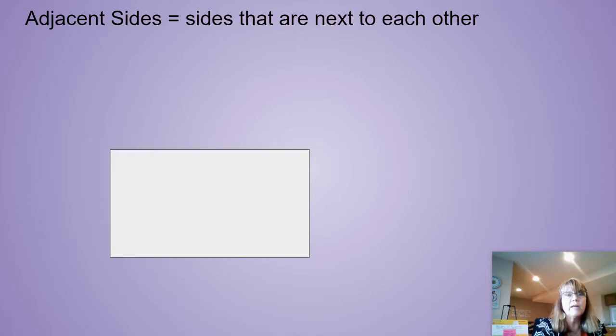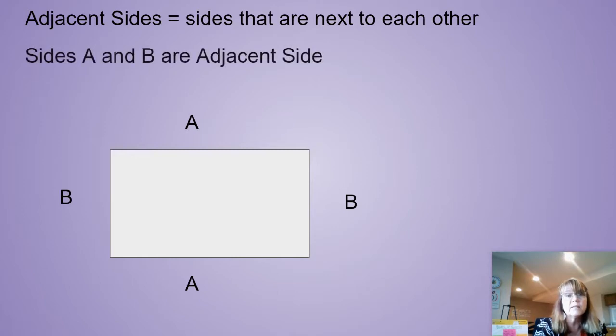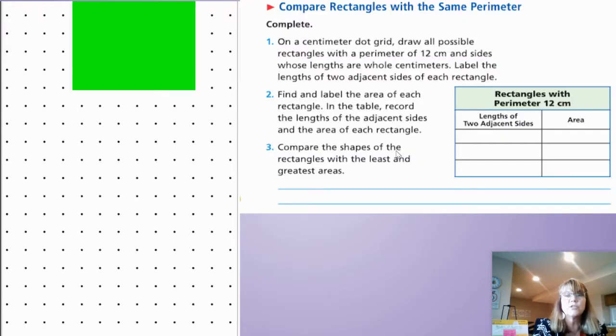But right now we need to know what adjacent means. So adjacent sides are sides that are next to each other. These two A's are not adjacent sides, because they are parallel. So parallel sides cannot be adjacent. And these B sides are not adjacent. But sides A and B are adjacent to each other because they're next to each other. So it's basically where they meet. Wherever they meet, that's the adjacent one. So it's who's sitting next to you.